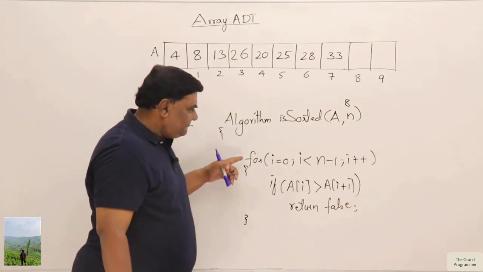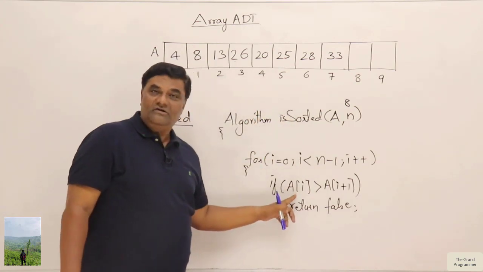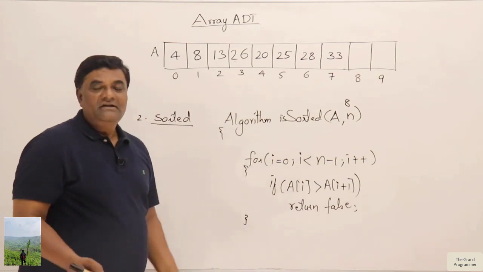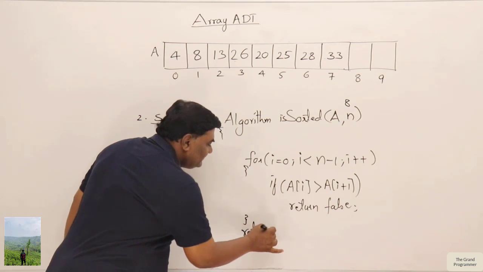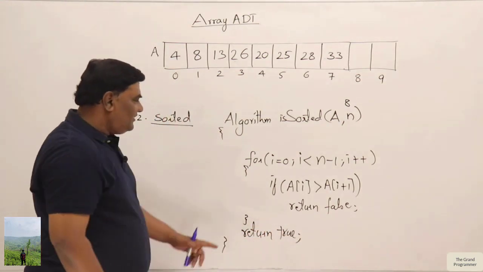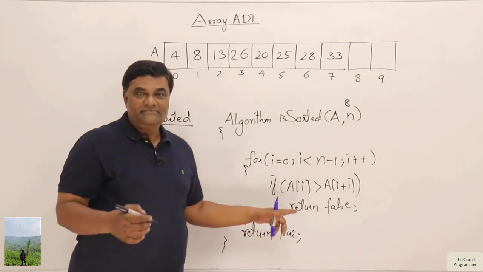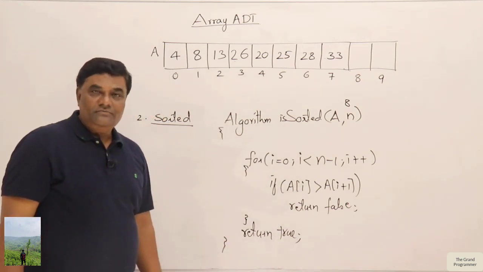If we have completed the whole array, and we never came across such a pair of elements, we have finished the array, which means the list is sorted. So from here we can say return true. That means the list is sorted. So if at any time this condition is true, it will stop and say false. Otherwise it has reached the end, then it will return true.